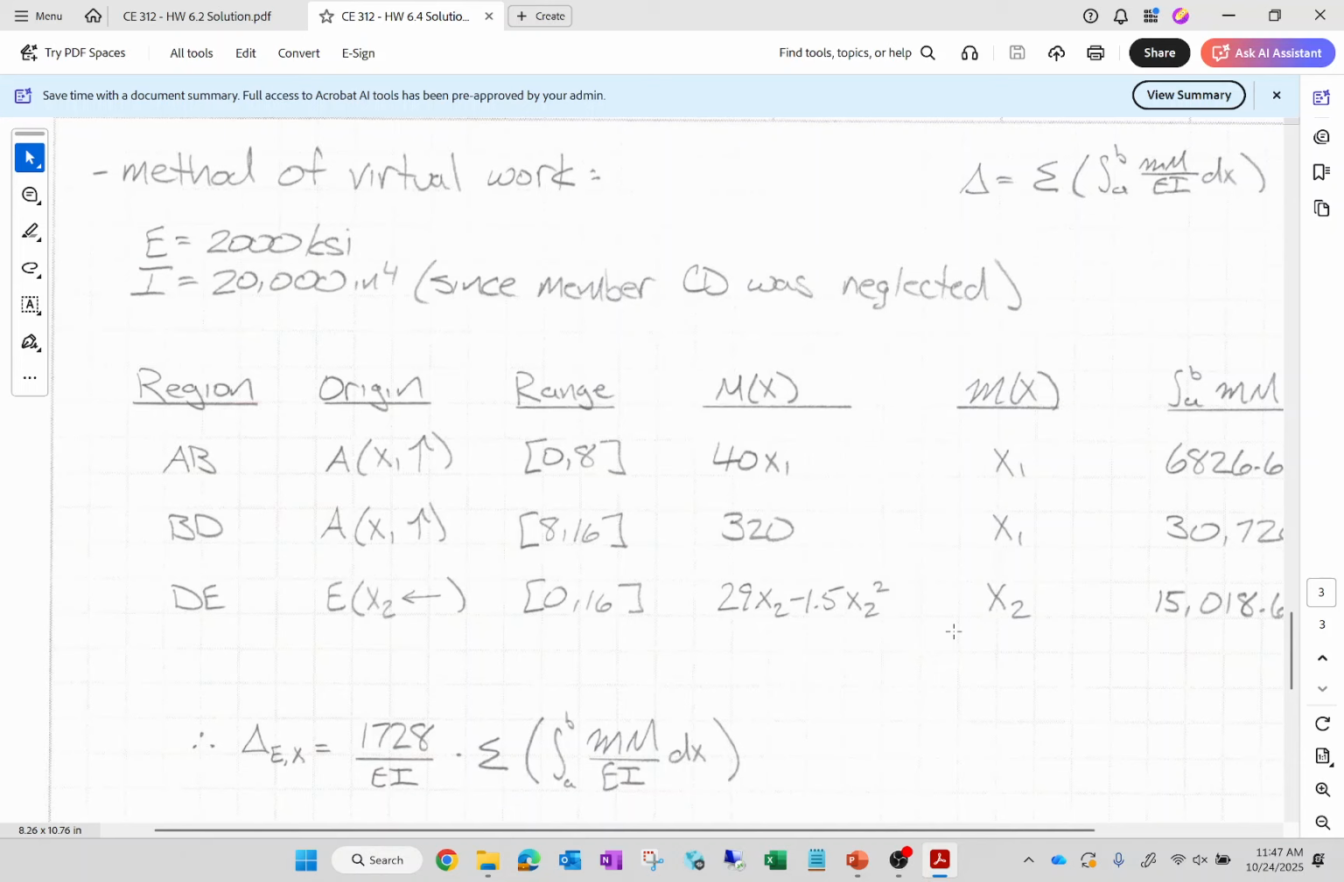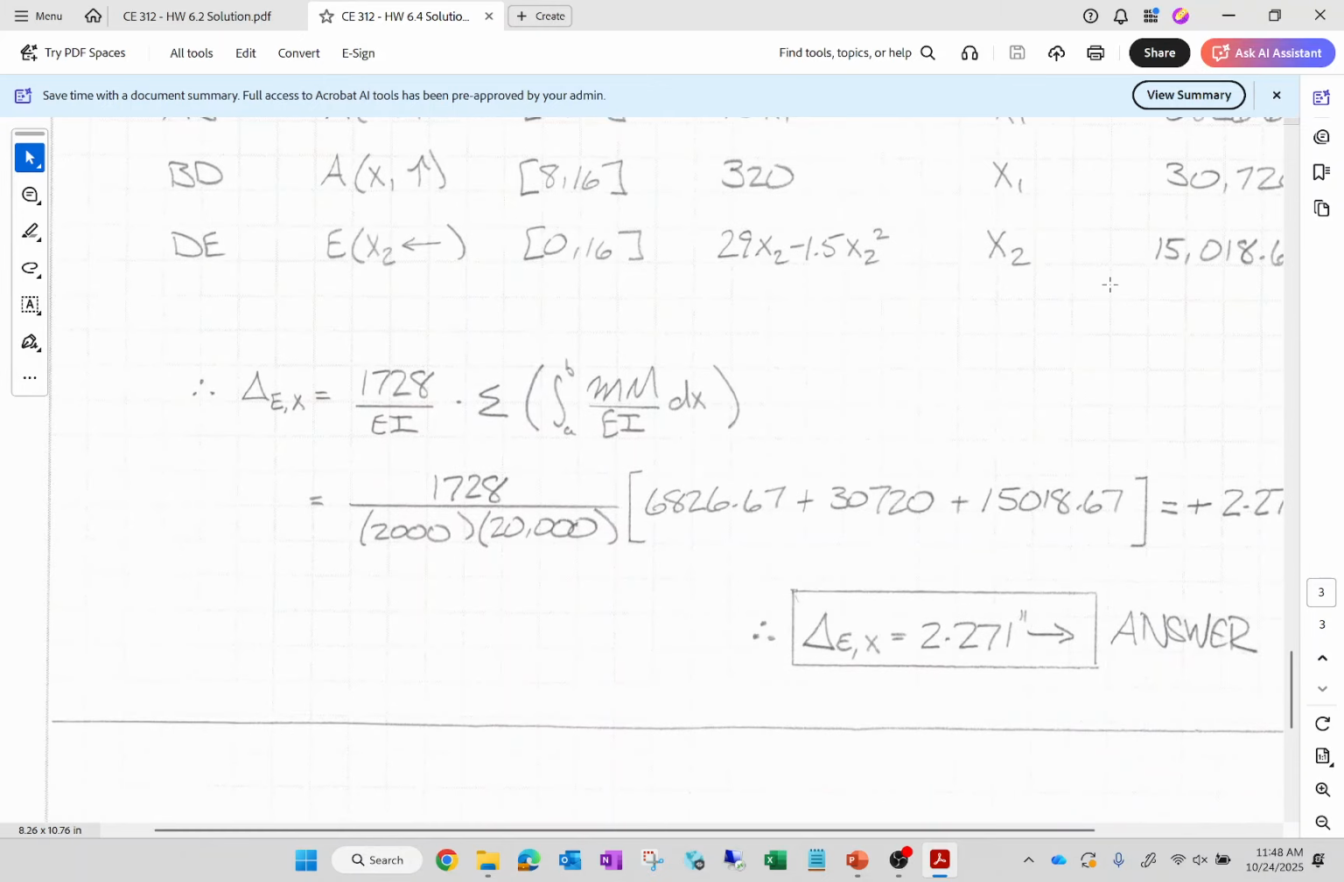And so the way I set it up in the solution, I said, here's my origin, here's my coordinate system going up, here's my origin and my coordinate system going that way. Integrate this from 0 to 8, integrate that from 0 to 16, integrate that from 0 to 16. I'm not using member CE because there's nothing going on there on the virtual structure. So here's my big M function, here's my little m, here's my integral, sum them up, 1728 over EI, plug and chug, and I get a horizontal displacement of 2.27 inches.